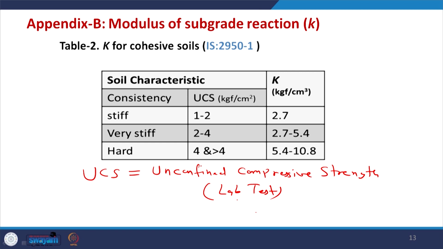If UCS is between 1 to 2, that is stiff clay, then K can be 2.7 kilogram force per centimeter cube. If you have very stiff clay, that means UCS between 2 to 4, then 2.7 to 5.4.